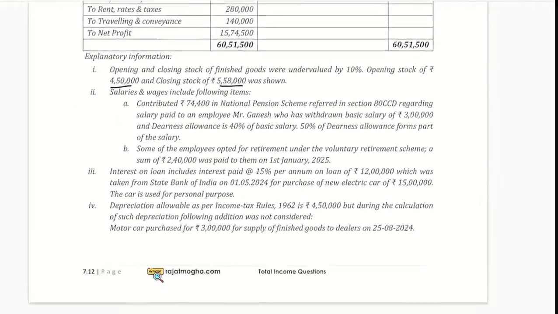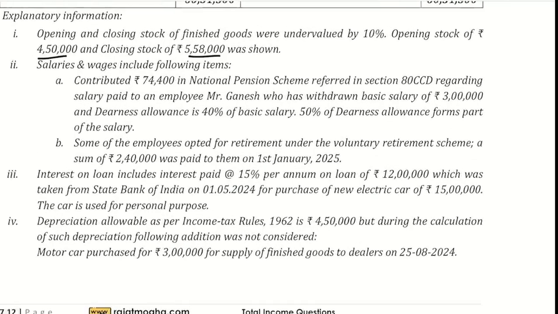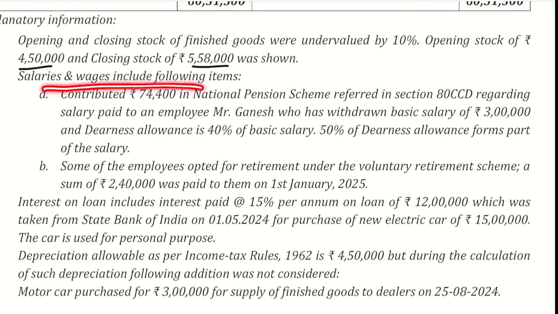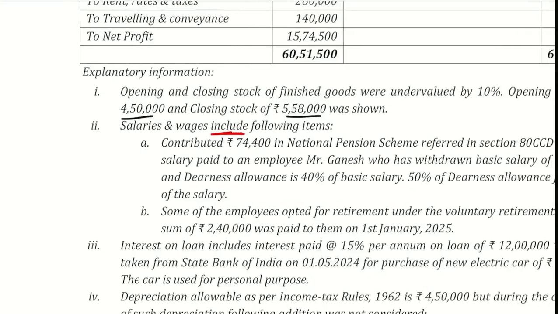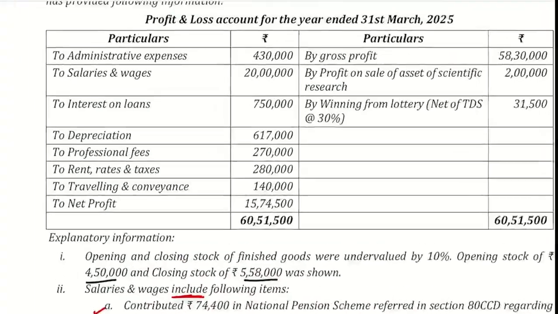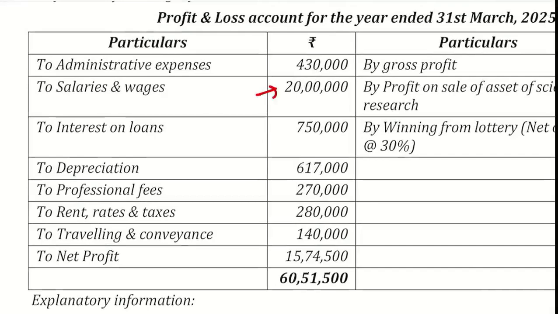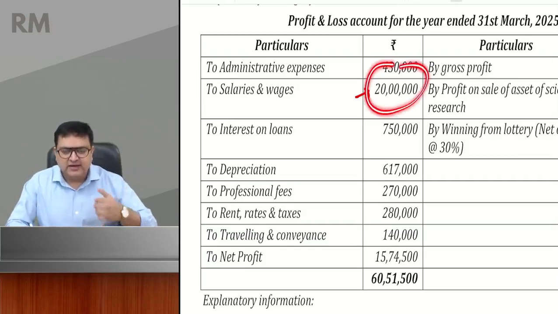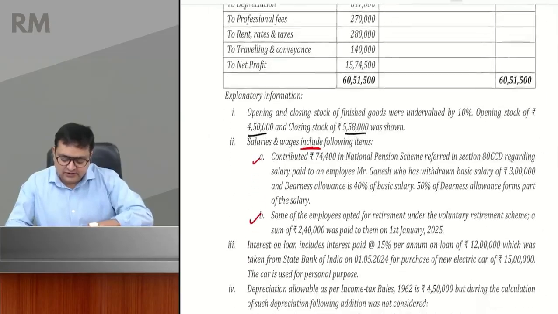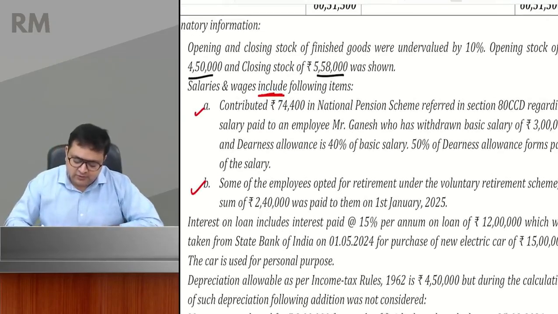Now, second point says, salaries and wages include A and B. Mind these words. If you see that there is some salaries and wages of 20 lakh, they are telling us that salaries and wages of 20 lakh include something, A and B. What does it include? It includes contributed 74,400 in national pension scheme.